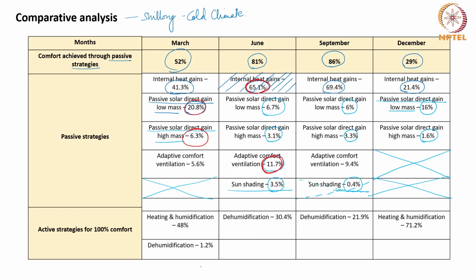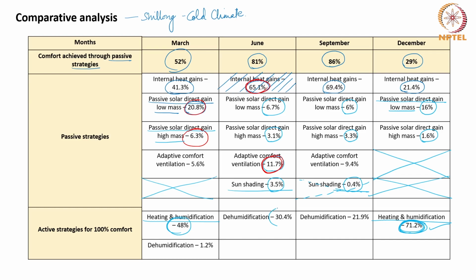Active strategies. So what are the active strategies? Active strategy is heating and humidification. So heating and humidification is most effective for the month of December with 71% of the time shifting from discomfort to comfortable, and for 48% in the month of March.